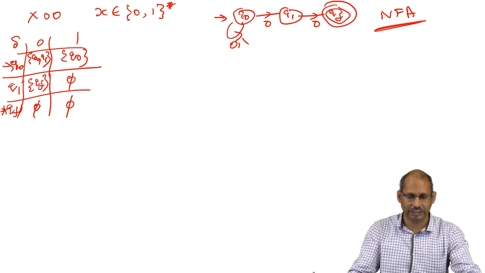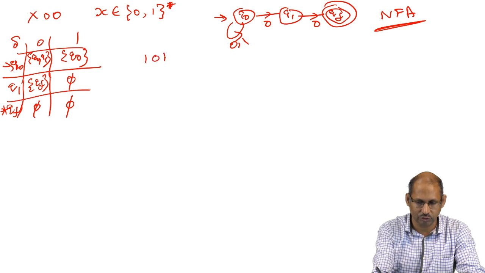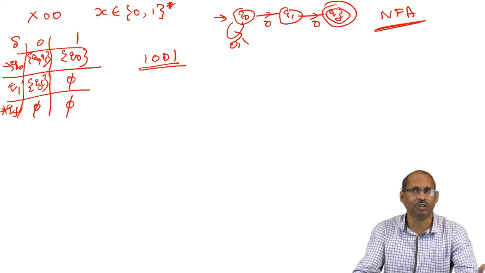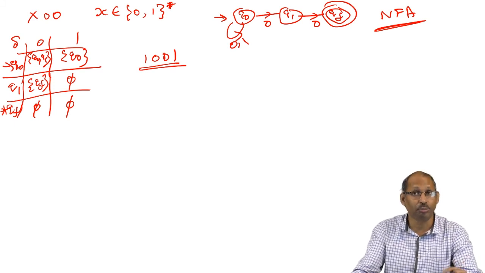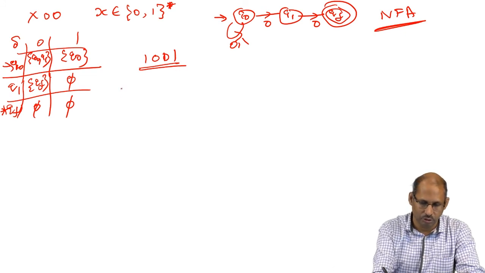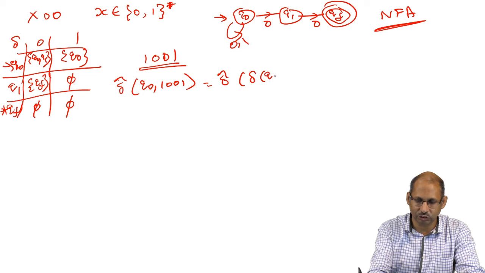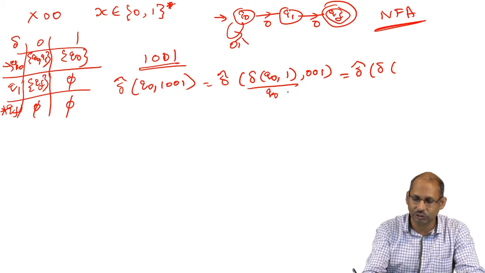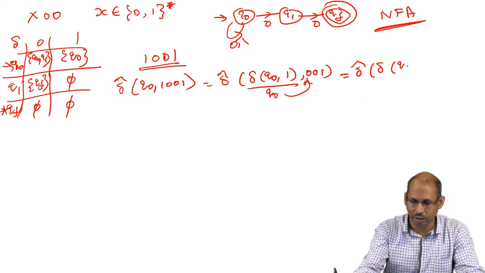Now, we check whether the string 1001 is accepted or not. By seeing the string, we can conclude it will not be accepted, but now we have to prove that. Right? String transition function of Q0 on 1001 results in Q0 on 1 followed by 001. Then Q0 on 1 results in Q0. Take this Q0 on 0, remaining symbols 0, 1.